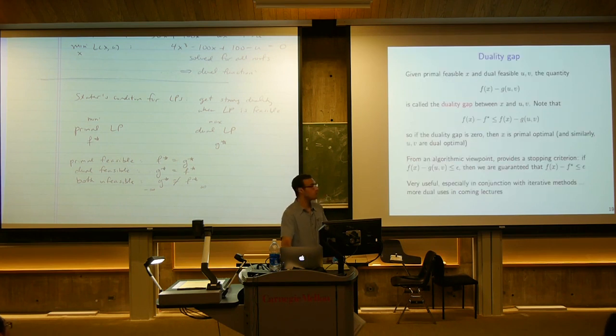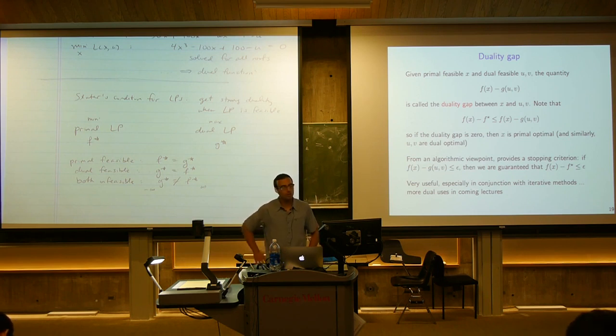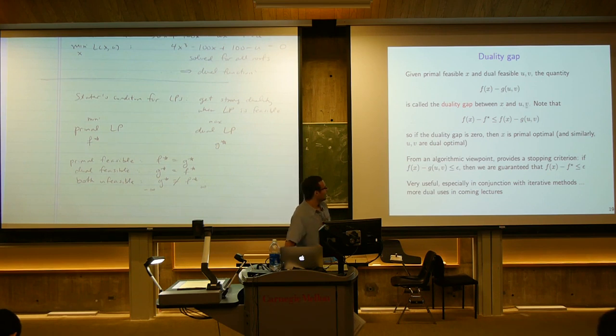I'll finish up with just one use of duality. And then a week from now, we'll talk about more uses of duality. And that is the duality gap. Again, a very simple thing, but it can be very useful, say, when you're looking at iterative algorithms for optimizing the primal and the dual. So if you have any primal feasible x and any dual feasible u, v, then if you evaluate the primal criterion and you evaluate the dual criterion and you look at the difference, that's called the duality gap between this primal point x and this dual point u, v. Okay, again, these must be feasible. This must be feasible for the primal. This must be feasible for the dual.